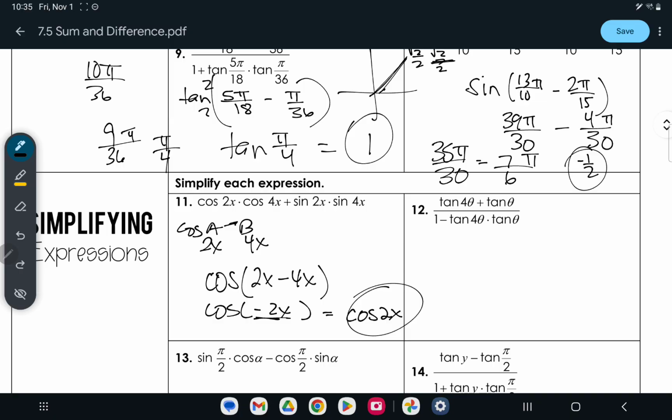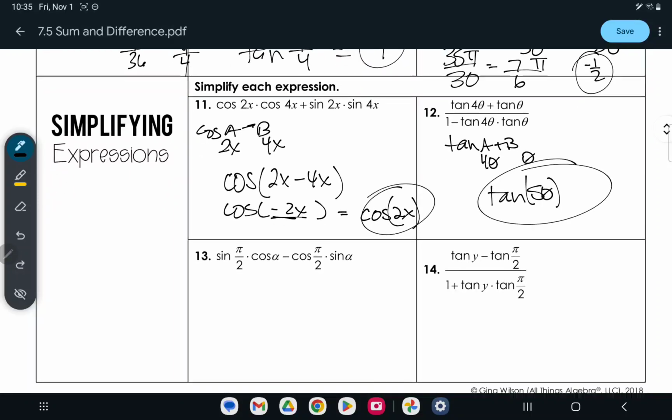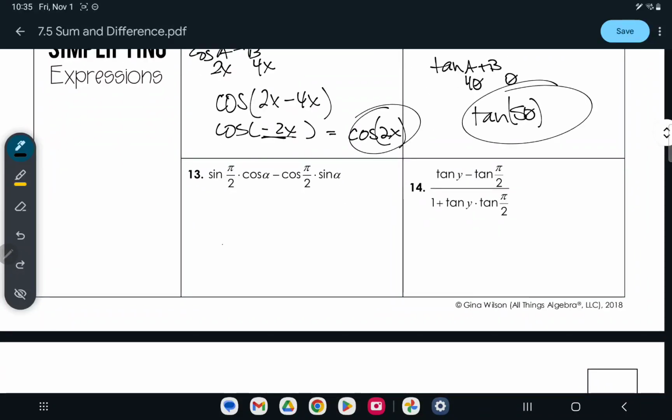Okay. This is tangent, and it's a sum, so tangent A plus B. Well, A is 4 theta, B is just theta, so that is just tangent of 5 theta. So I should do that. All right, last one's here.